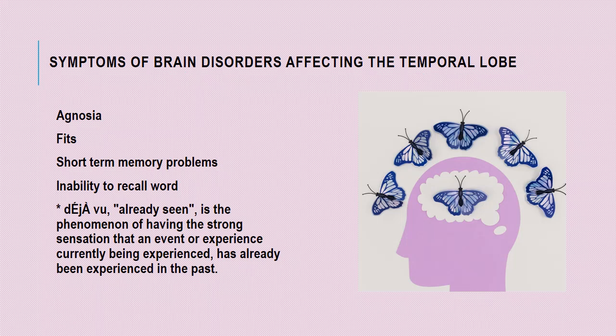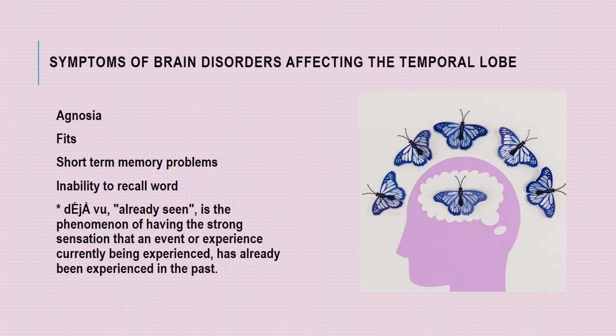Damage to the temporal lobes can cause agnosia, which refers to the inability to recognize specific categories like body parts, colors, faces, music, and smells. Fits may occur. These may be referred to as temporal lobe epilepsy. This type of epilepsy is often associated with weird feelings such as abnormal smells or déjà vu sensations, which accompany or precede a fit. Short-term memory problems, inability to recall a word.